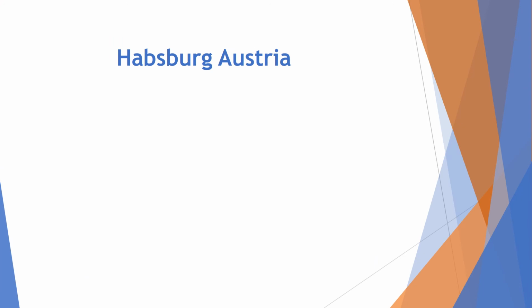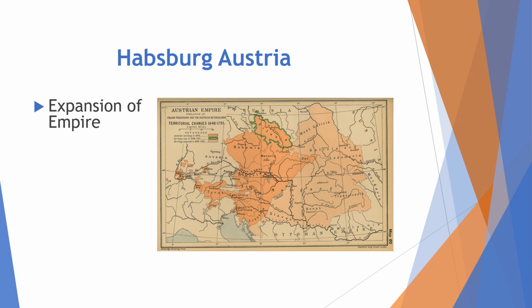Also rising from the ashes of the Holy Roman Empire will be Habsburg Austria. And a couple of things about that. First of all, from the 1650s through the 1700s, we're going to see the expansion of the empire. Ultimately in 1683, they're going to defeat the Turks, and after the halt of the Ottoman advance in Europe, they're going to seize lands such as Hungary and Bohemia, and continue to build up the Austrian Empire into a multicultural empire.